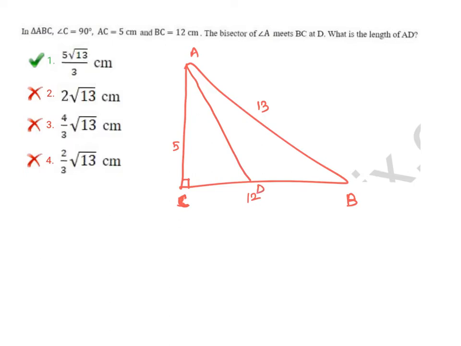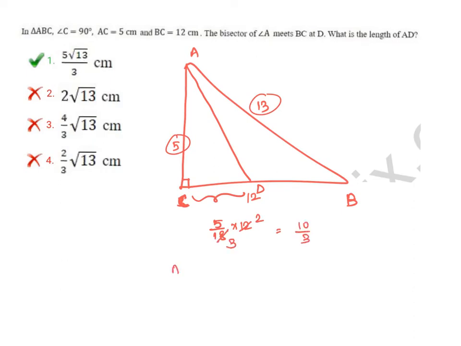So in order to find out length of AD, first find out CD. CD becomes 5 by 18 because you know it will be divided in the ratio 5 is to 13. So 5 by 18 into 12, 6 2s are 6, 3s are. So it becomes 10 by 3.